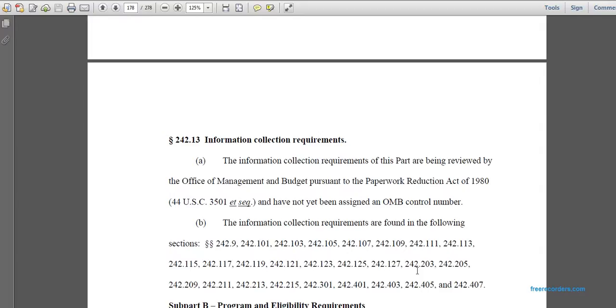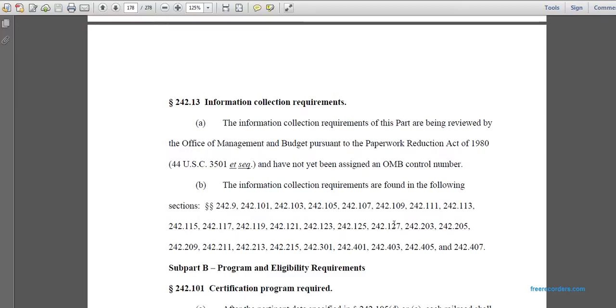242.13 Information collection requirements. The information collection requirements of this part are being reviewed by the Office of Management and Budget pursuant to the Paperwork Reduction Act of 1980, Title 44 U.S. Code 3501 et seq., and have not been assigned an Office of Management and Budget control number. Information collection requirements are found in sections 242.9, 242.101, 242.103, 242.105, 242.106, 242.109, 242.111, 242.113, 242.115, 242.117, 242.119, 242.121, 242.123, 242.125, 242.127, 242.203, 205, 209, 211, 213, 215, 301, 401, 403, 405, and 407. Subpart B, eligibility requirements.